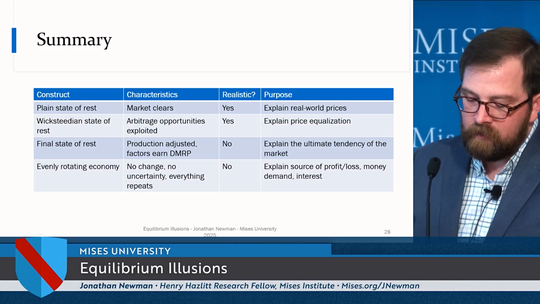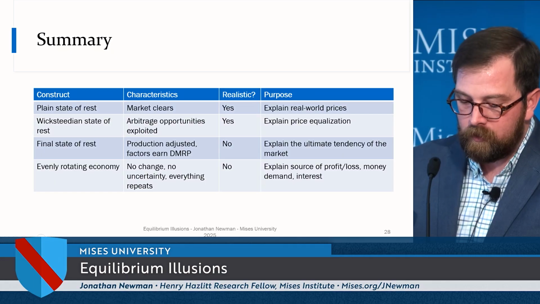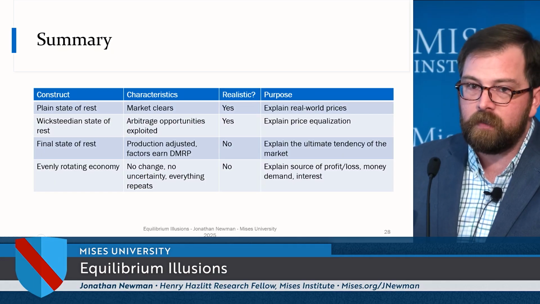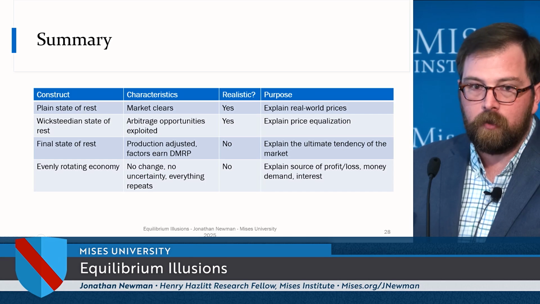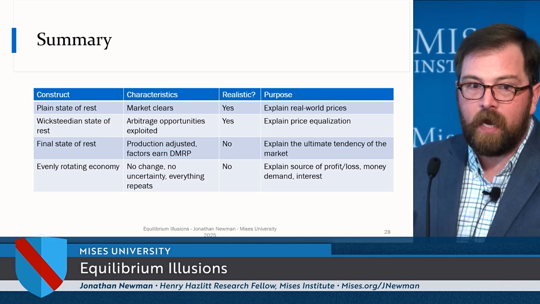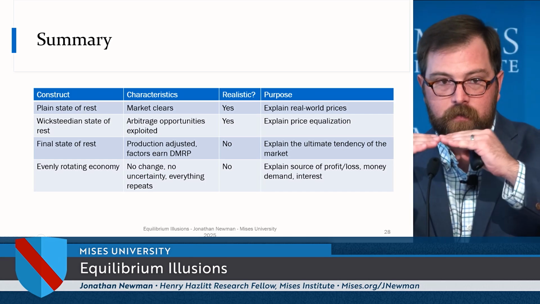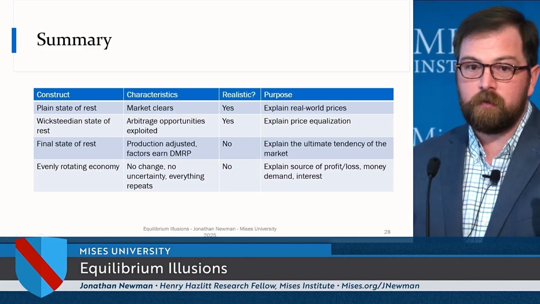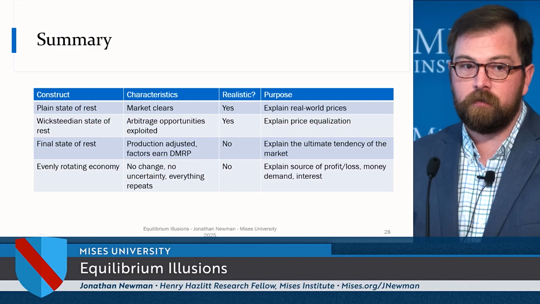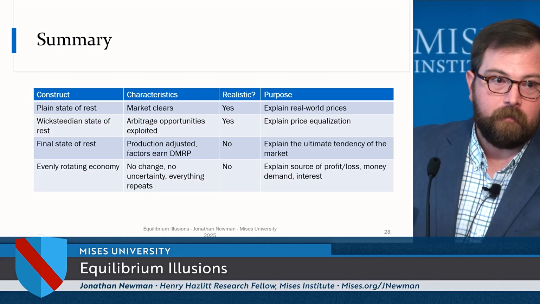Okay, the Wicksteedian state of rest, this is where the arbitrage opportunities are exploited. There are different prices, people see them, people act to eliminate them. They buy low, sell high. And those actions work to bring prices to equality. So we get the law of one price holding, interspatial price equalization, that occurs.